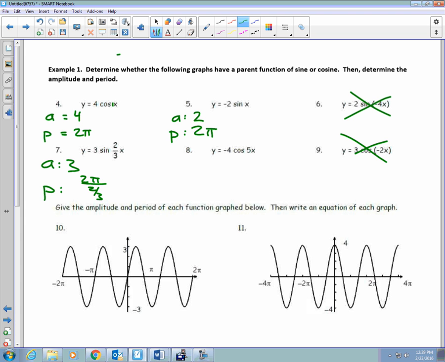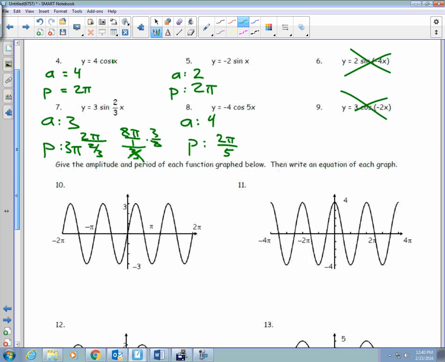Oh no, fractions. Mr. Giddens, I hate fractions. 2 pi over 1 divided by 2 over 3 multiplied by the reciprocal, and you get 3 pi. Number 8, what's the amplitude? 4, what's the period? 2 pi over 5. Okay, so you can see different examples of the period and the amplitude.